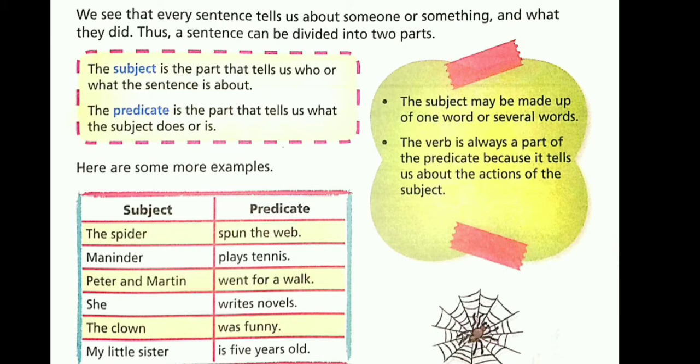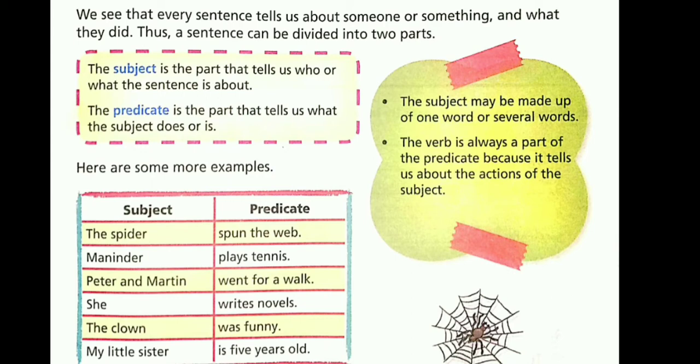Maninder plays tennis. So here we are talking about Maninder. So that will be the subject. And what does he do? He plays tennis. So plays tennis will be the predicate.